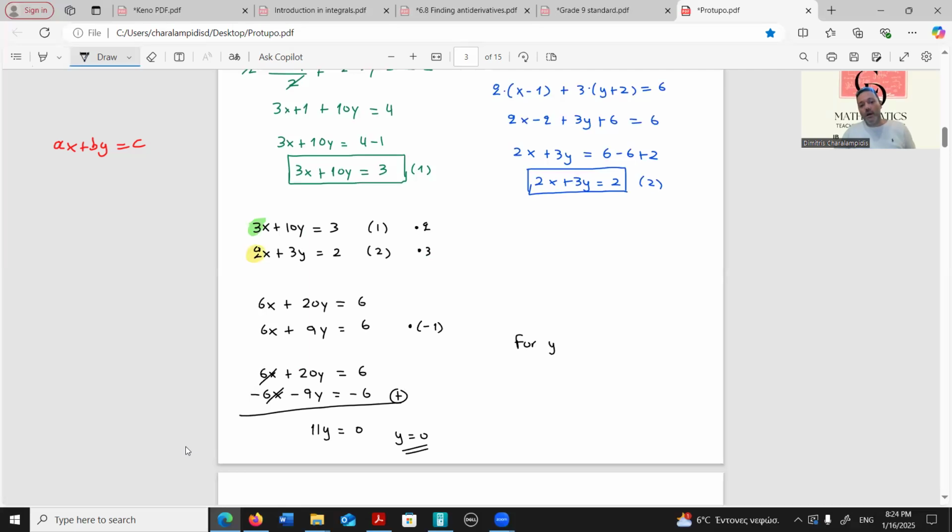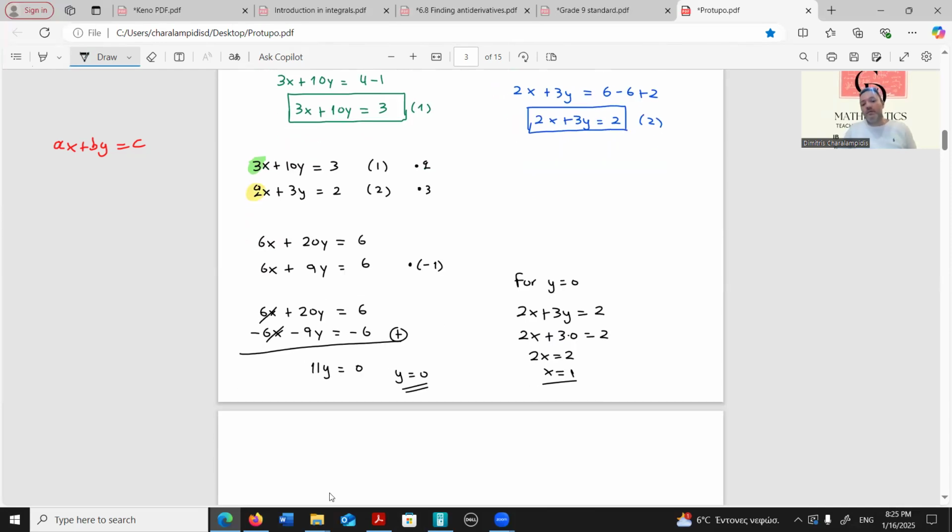For y equals 0, let's go to the second one. 2x plus 3y should be equal to 2, and that becomes 2x plus 3 times 0 equals 2. So 2x is 2, which means that x equals 1, which means that the solution of x comma y is finally the ordered pair (1, 0). And that would be all.